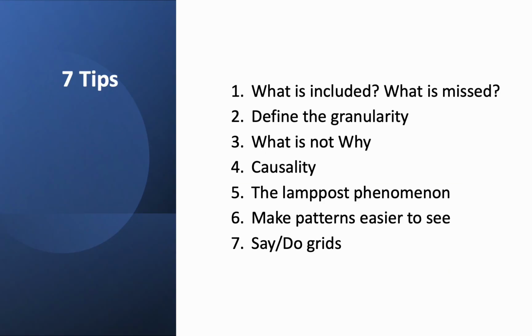So those are the 7 tips. What's included, what's missed? Define the granularity. Remember that what isn't why. Think about the causality. Try to avoid the lamppost phenomenon of thinking that the data you have is the right place to be looking. Make those patterns easier to see in the data, and create say-do grids so you can see if there's dissonance in what people are saying and what people are doing.